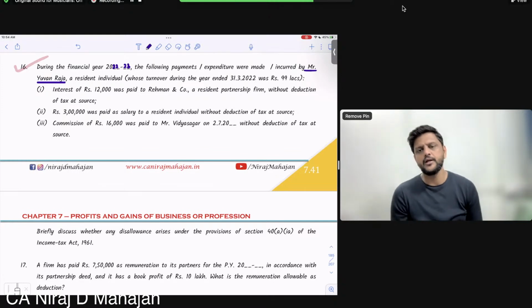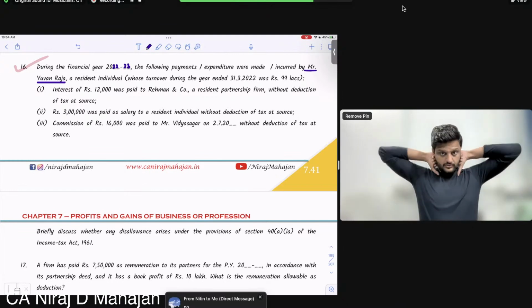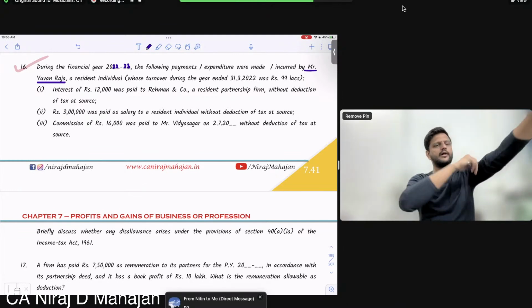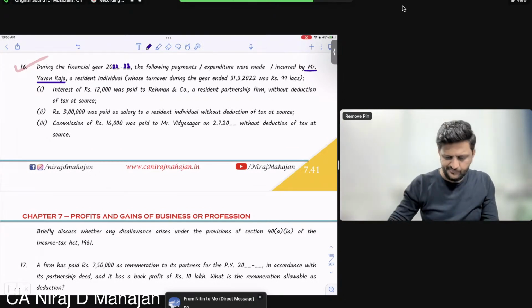Was tax audit applicable in the last year? Answer is no. Therefore, children, he is not a deductor in the current year normally. Correct? However, there is one exception. I will give you that. Don't worry.